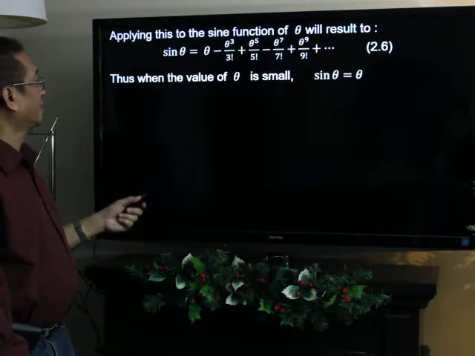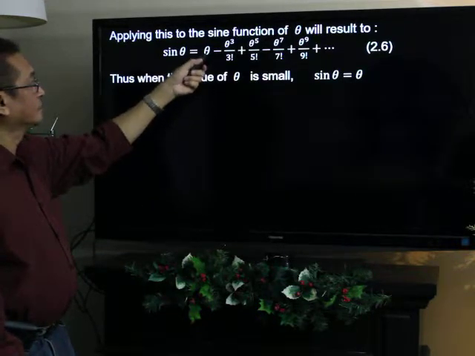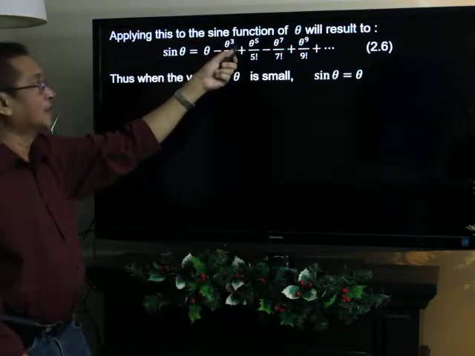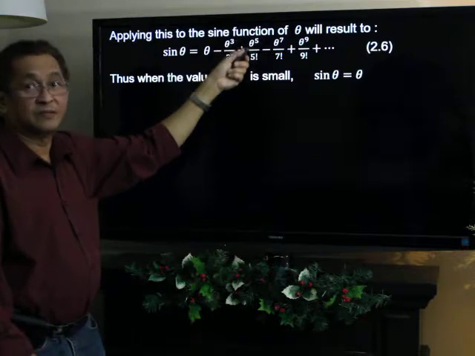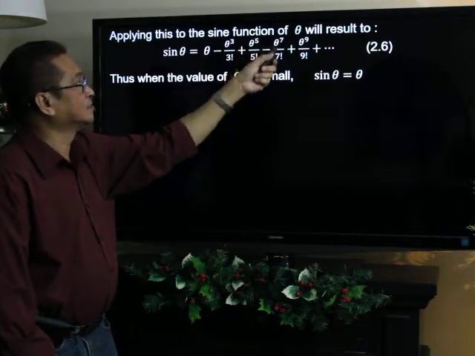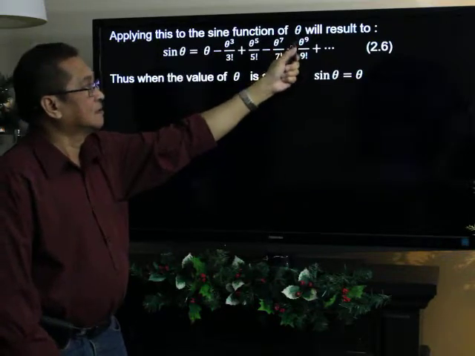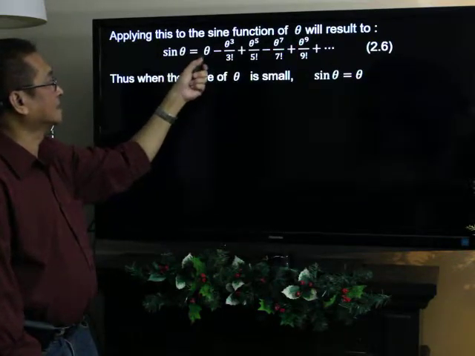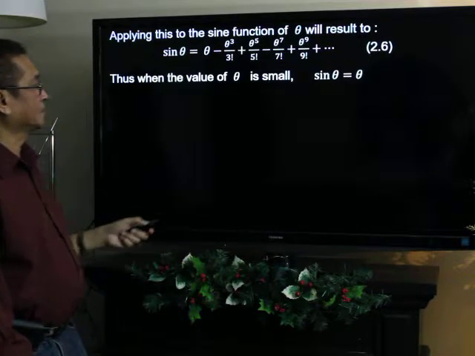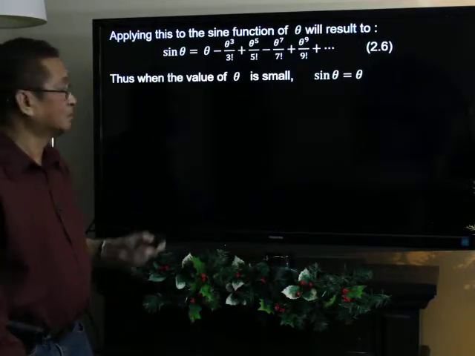So when the value of theta is small, this one is very, very small. And so much more for this one. This is very small, and this one also. So we can remove these. We can approximate sine theta to be equal to theta, therefore. So sine theta is equal to theta when the value of theta is small.